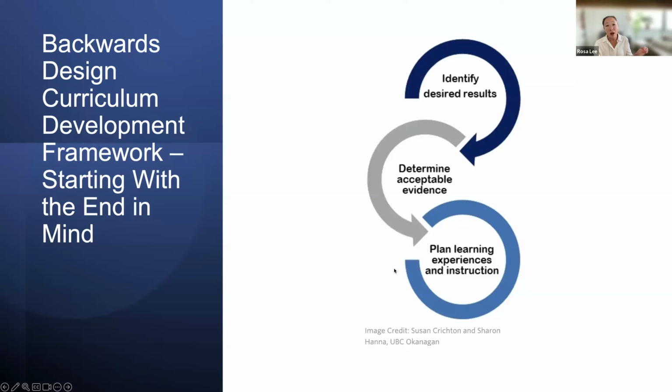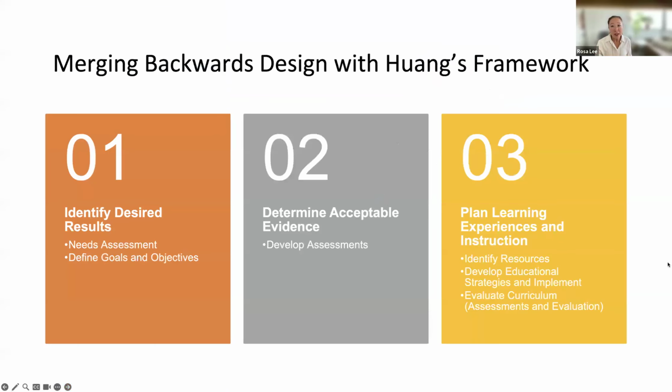And then step number 3, after you've developed the assessments, is to plan the instructional experiences. You'd figure out, okay, what is the content that's going to help the learners meet their objectives? And what is the best instructional design to help the learners meet their objectives? What I've done here is merge Huang's framework with backward design. I think they can very much be accomplished together. I think Grace Huang's 5-step framework outlines the really important features that you have to think about when developing your curriculum, and I've just categorized them along the 3 steps of backward design.